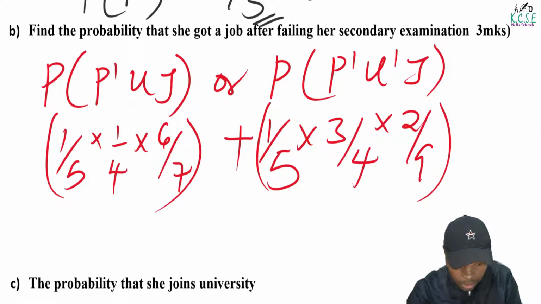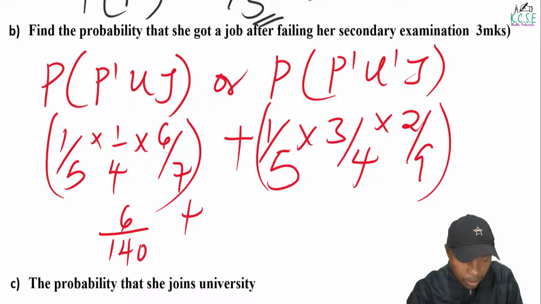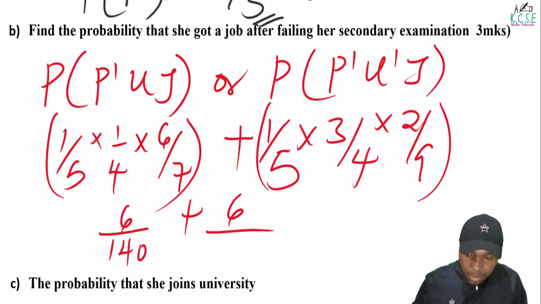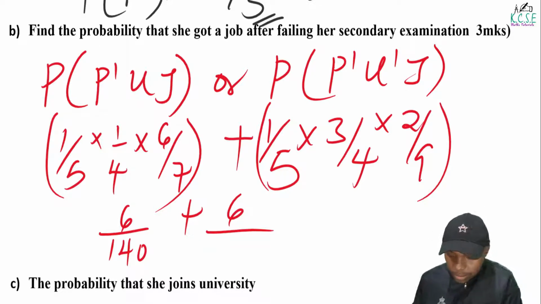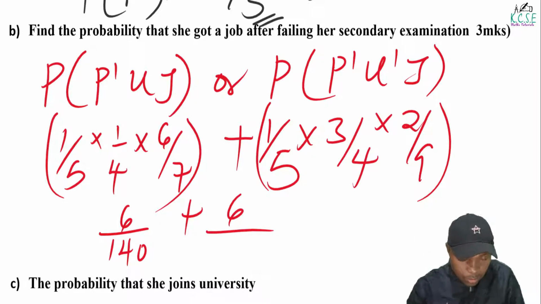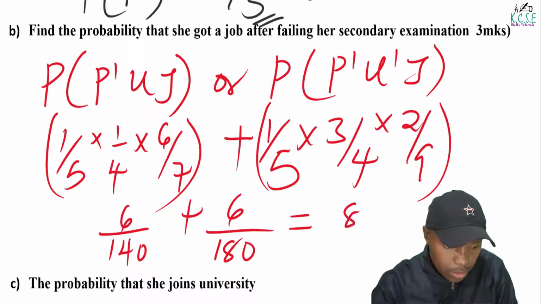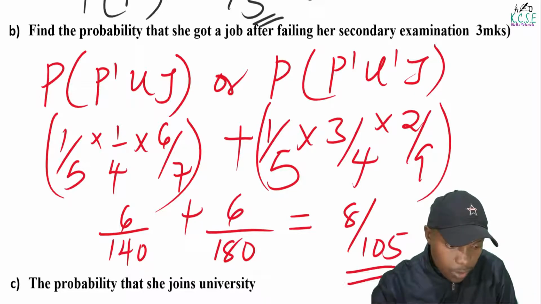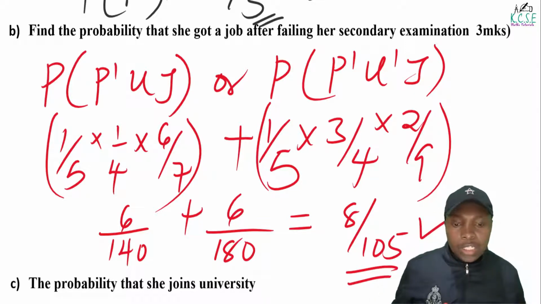This will give 6 divided by 20 times 7. This is 140, plus this will give 6. Again, this is 36. This will be 36 times 5 multiplied, 186/180. So that is 8/105. So that is the probability that she got a job after failing a secondary examination.